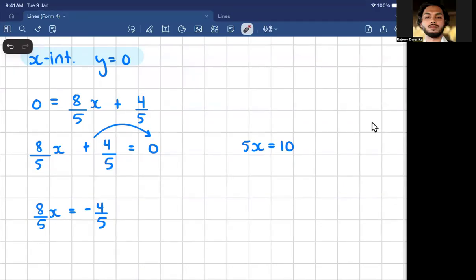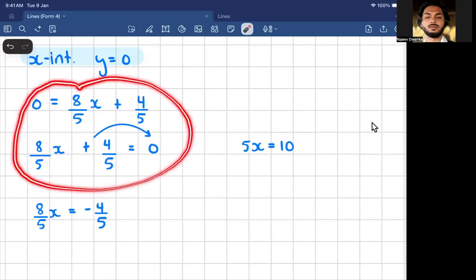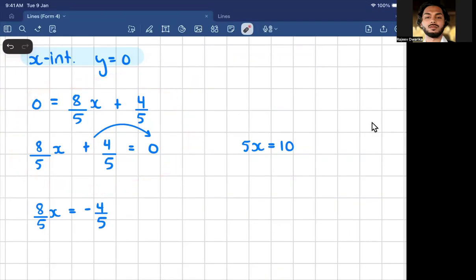Wait, I'm a little confused by what you say. Now, before I proceed, you need to know that there are multiple ways you could answer this question. The method that I was showing was just saying, before you move across anything, swap sides. So do you understand that we had 0 here and then we had 8 over 5x plus 4 over 5 here? You understand that? Yes, sir.